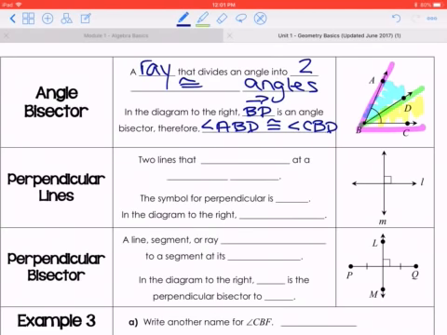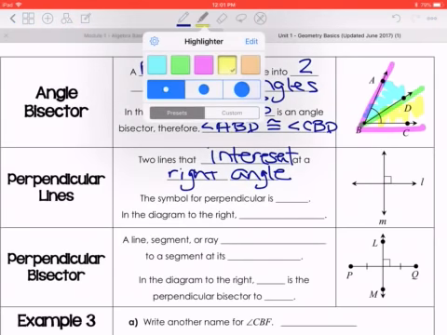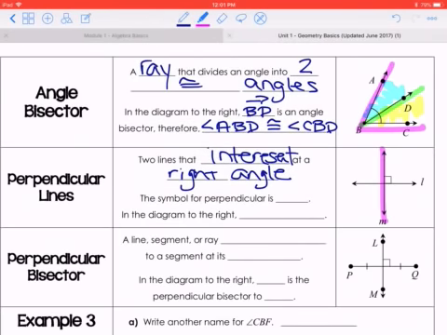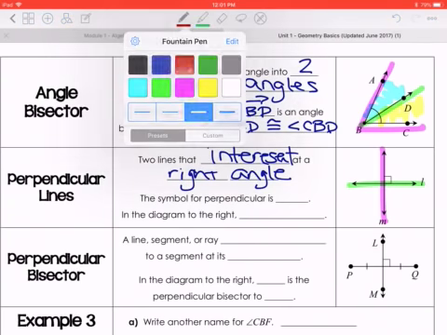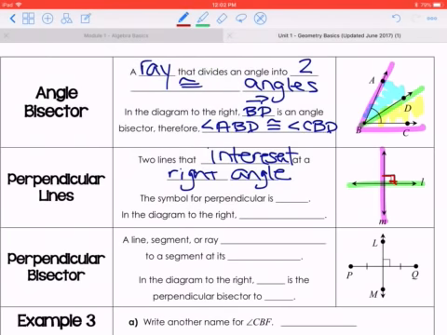Okay, perpendicular lines. Those are two lines that intersect. Remember, intersect means they cross each other, and they intersect at a right angle. So if we look at the picture, you have line M and you have line L. Notice that when they intersect, you are getting a right angle, and we know that because of the little box that's drawn in, letting you know it's 90 degrees.